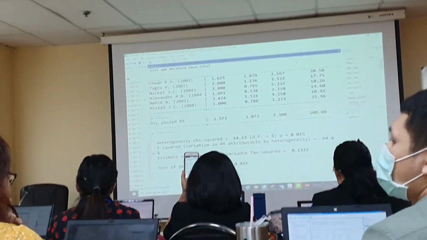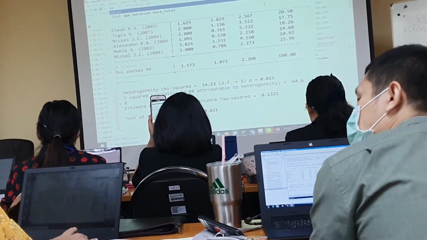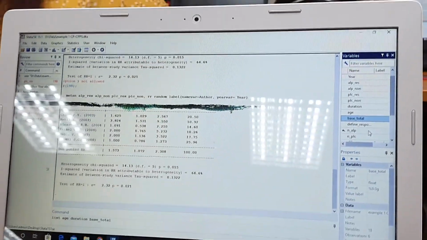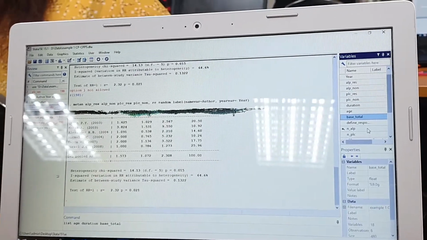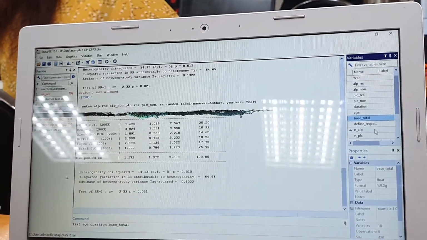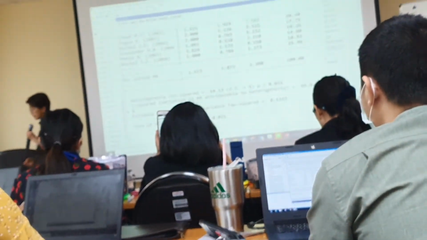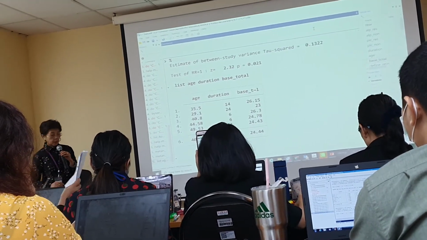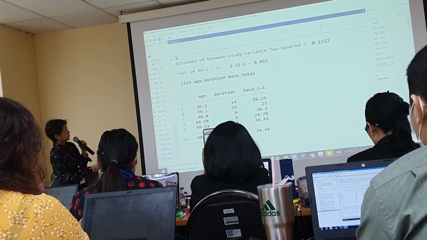Now you design the data extraction form and extract the data at that time, in order to let you explore the source of heterogeneity once heterogeneity is present. You have to explore the source of heterogeneity. So if we look at the characteristics of the patients, for example, baseline age and total symptom score, or even the duration of the treatment.